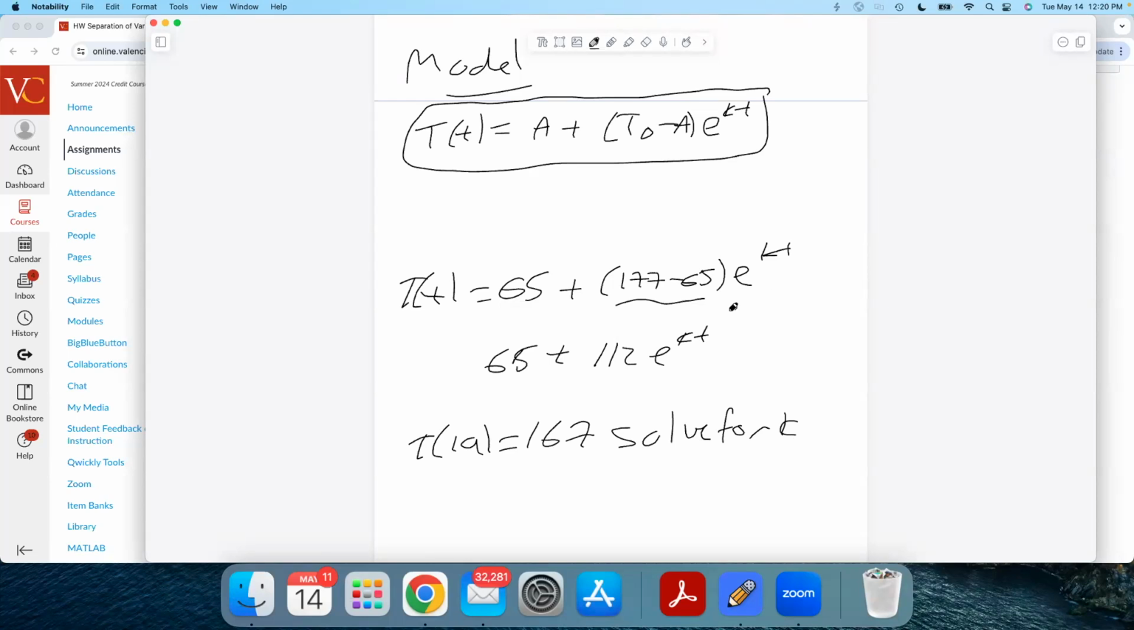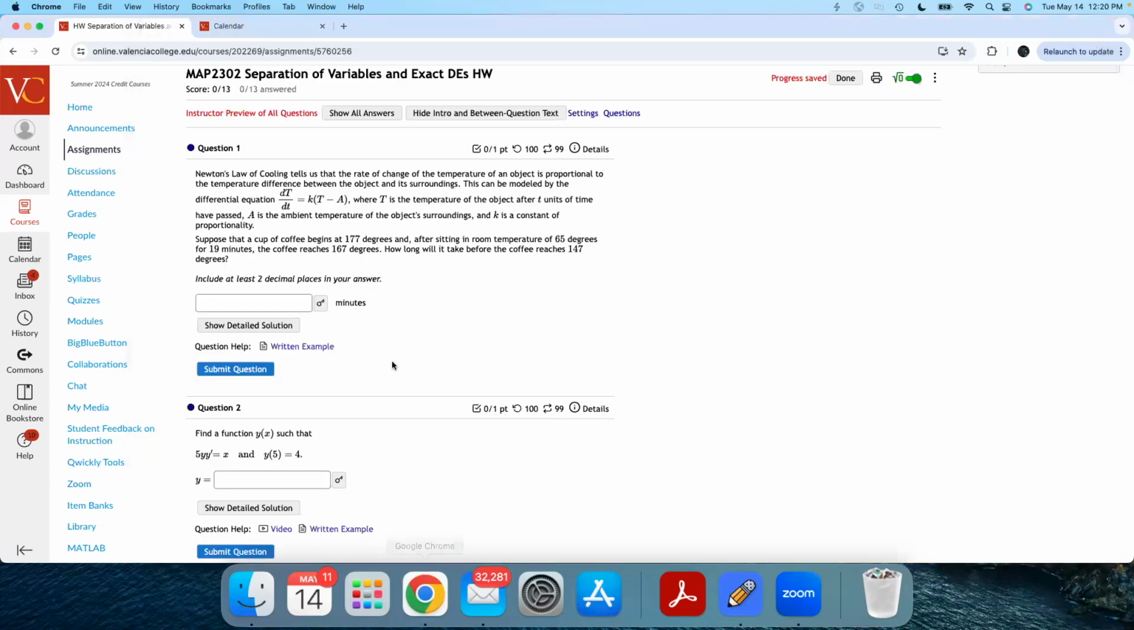Then once you've got that, now you've got some model. You've got some number to plug in here for K. Now you're going to make a prediction. How long does it take? So you're solving for little t to reach 147 degrees. The reason I wanted to go through this problem together is that it's kind of a complicated problem.